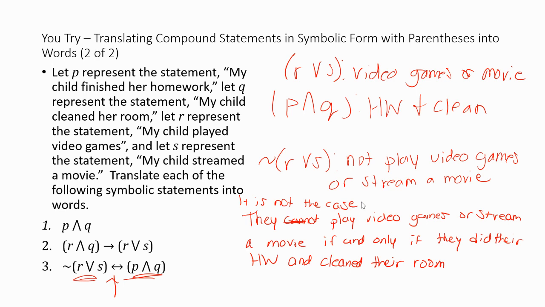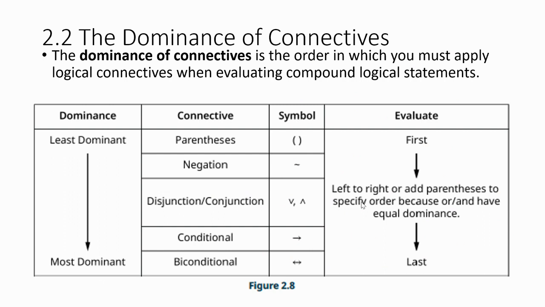Then we have, lastly, what's called the dominance of connectives. So you can see here the least dominant to the most dominant. The least dominant thing that we're going to see when we look at these connectives is a parenthesis. Then a negation, then your disjunction and conjunction, then conditional and biconditional. So again, parentheses tend to be our least dominant. Biconditional would be our most dominant.